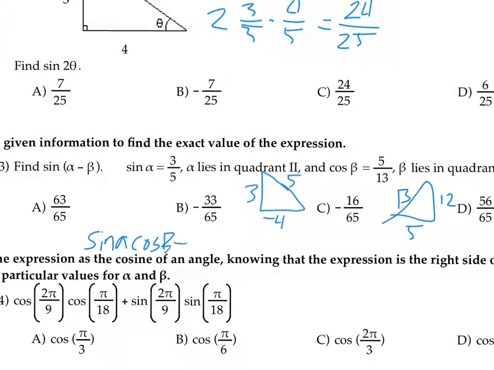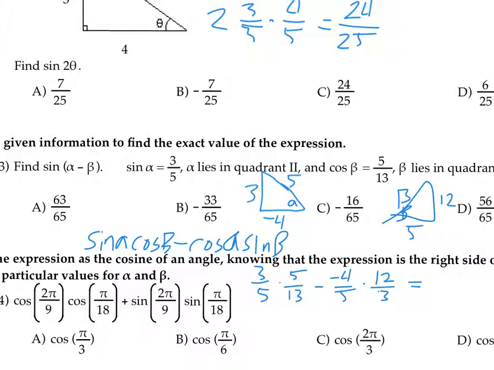So I know this is going to be sine A cosine B minus cosine A sine B. That's an awesome A there. And when I do that, we end up getting 3 over 5 times, and cosine of B is going to be 5 over 13, minus negative 4 over 5 times 12 over 13. When I combine those, I'm going to have 65 on the bottom, and it's going to be 15 minus negative 48, which should be 63 over 65.